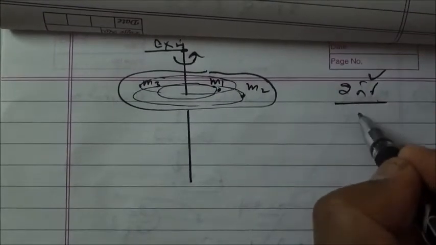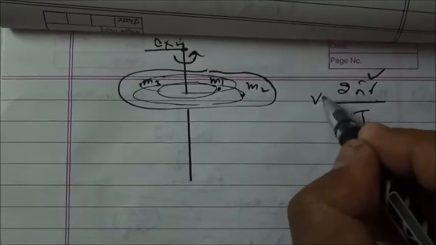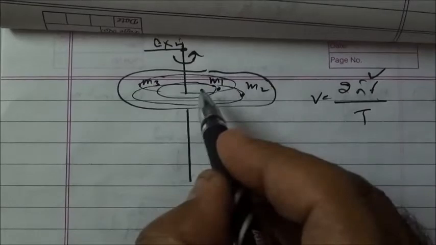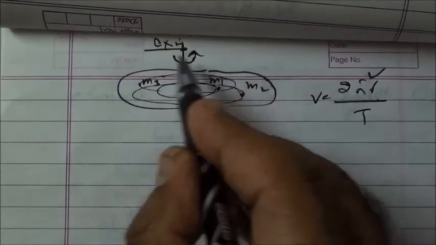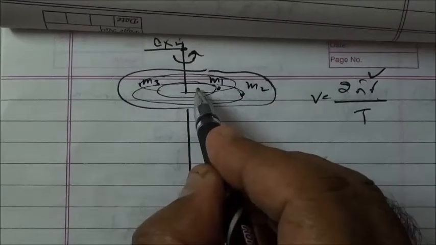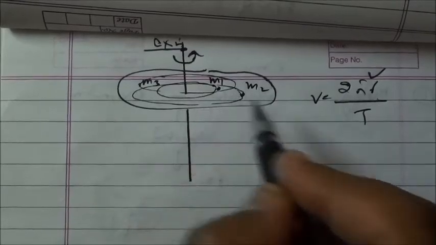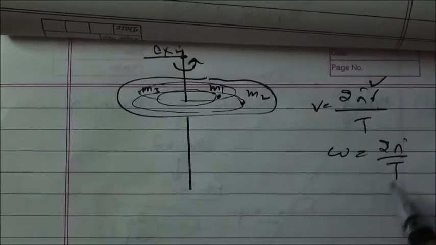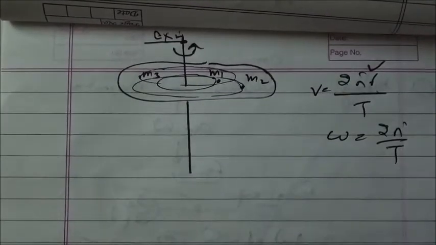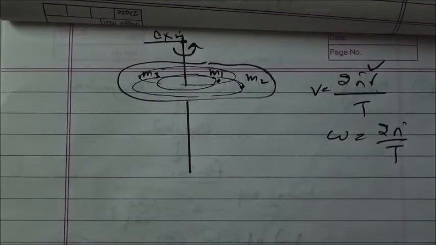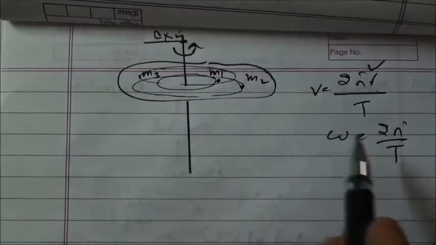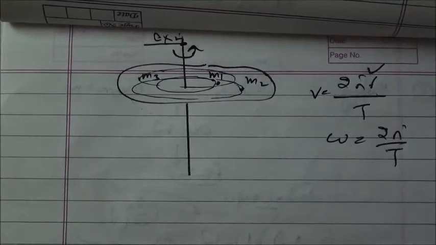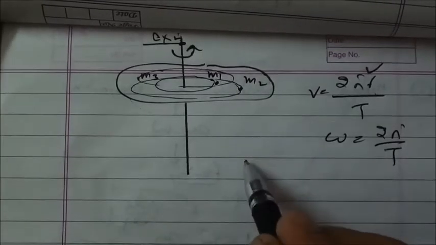Distance covered is 2 pi r, and time is T, so the velocity will be different, because the particle which is having a larger path radius is covering a large distance, while the particle here is covering just a small distance. But all of them are covering the same angle. Omega is the same. Each one is covering an angle of 2 pi. So we can say angular velocity for all particles is the same, but the linear velocity is different, 2 pi r by T.